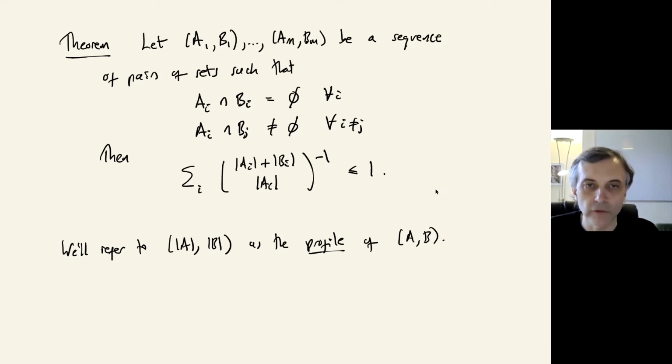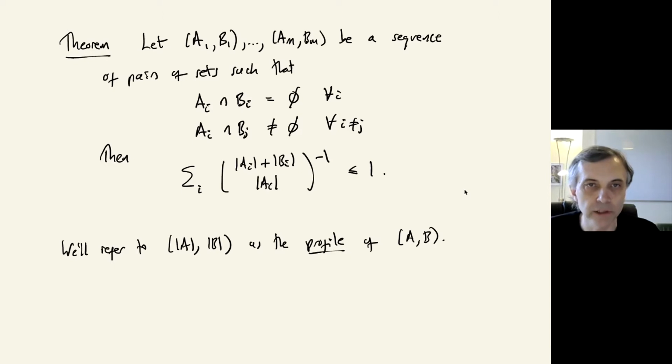So this is a sort of weighted sum. Note that if all the Ai have size a and all the Bi have size b, so we're back in the original setup, then this says exactly that there are at most a plus b choose a of them. So it's a generalization. It's a very nice generalization. We'll refer to the ordered pair size of A comma size of B as the profile of the pair A, B, just to have an easy way of talking about the ordered pair of sizes of the sets.